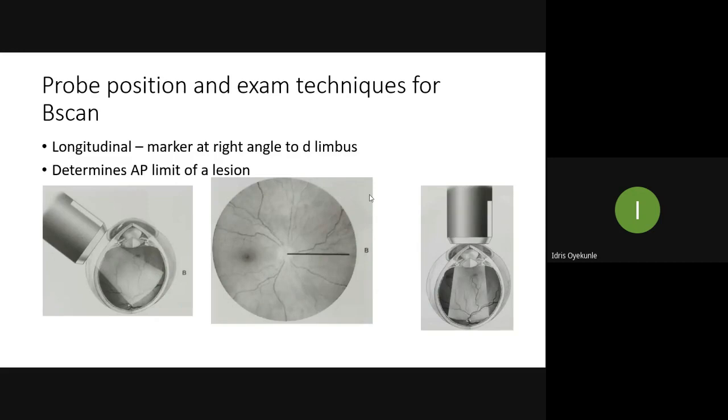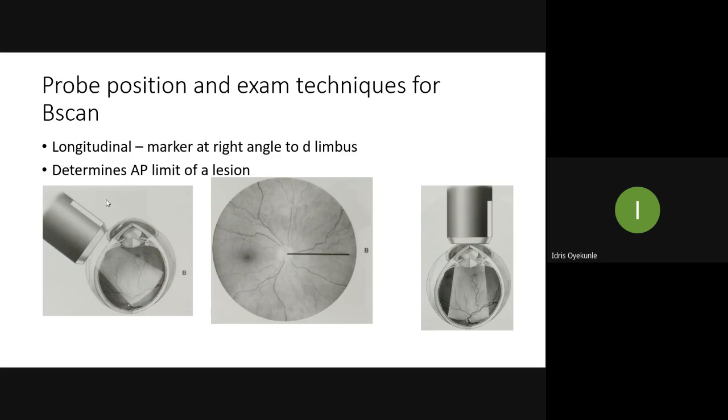The technique has to be done right to get a very accurate image that can be interpreted, and we can really use that to diagnose and work with your patients. So there's a probe. The probe has a white marker on it, as you can see in this image here. And the positioning of this marker determines the orientation of the image that is seen.